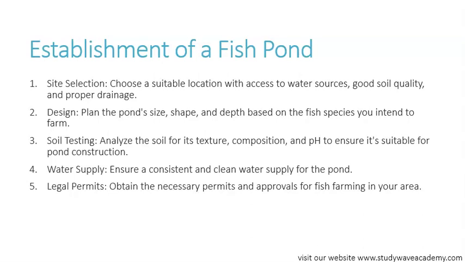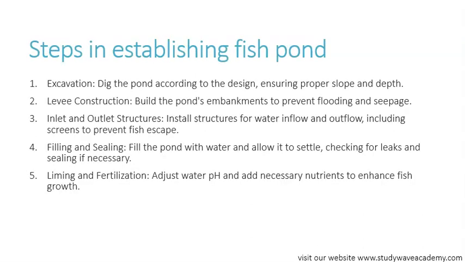So these are the process of establishing a fish pond. Okay? Remember, establishing a fish pond means creating a place where fish can live and grow, right? And the processes include picking a good spot, building the pond, and setting up everything so the fish can live comfortably. It's like making a home for the fish. Okay? So we are going to be looking at the steps in establishing a fish pond. What are the steps in establishing a fish pond?